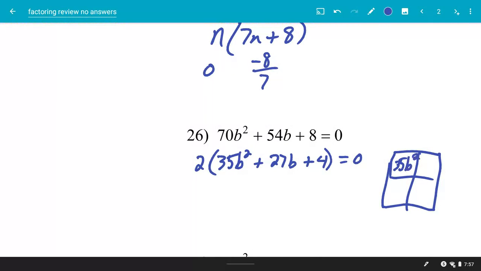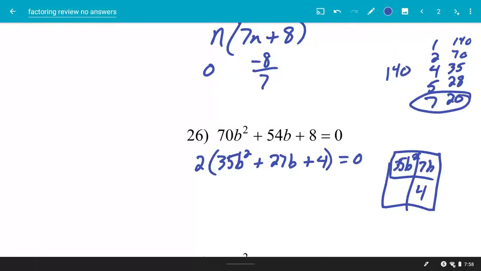35b squared and 4. 4 times 35 is, I'm going to go up a little place here, 140. All right, 1 and 140. 2 and 70. 3 does not go in. 4 and 35. 5 goes in, 28 times. And I need a 27, so same signs going. 6 does not go in. 7. 7 and 20, and there it is. 7 and 20. 7b and 20b.